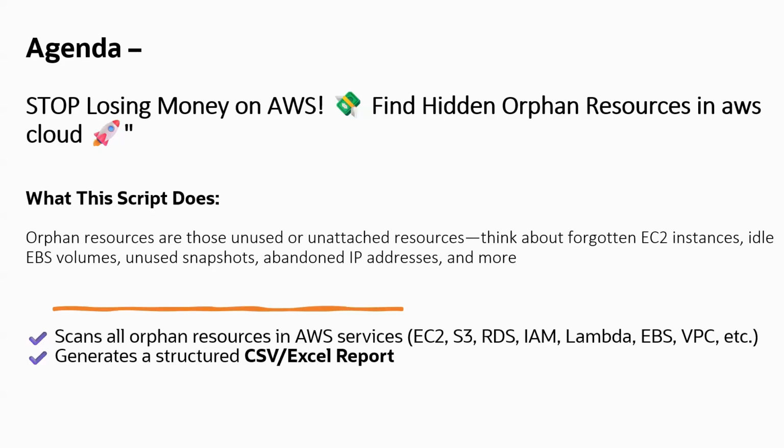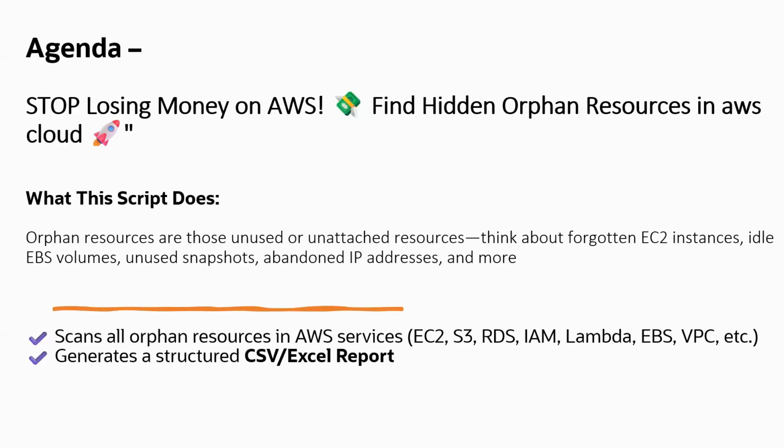So this script will be very useful when you want to identify or collect orphan resources in an AWS account or cloud. For example, there are many EC2 instances which are actually idle, not in use. Maybe we have created them and we are not using them. EBS volumes which are created, but we have not attached to any instances. Unused snapshots, abandoned IP addresses, and many more using this script.